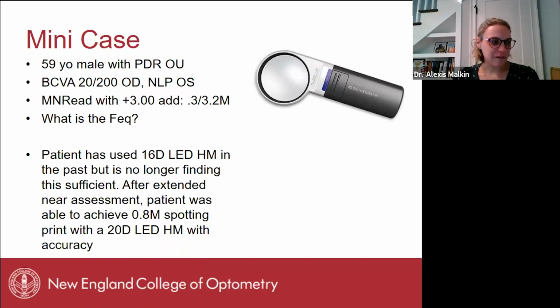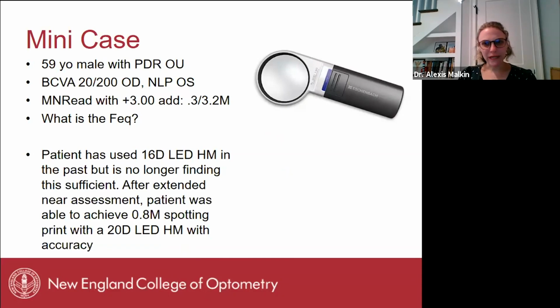This is a patient, a 59-year-old with proliferative retinopathy in each eye. He is monocular, so 20/200 in the right eye, no light perception in the left. With his MNREAD, with a +3 add, he read 3.3 over 3.2 M. So for my FEQ there, I divide my 3.2 by 0.3. So it's 10.66 or 10.67.